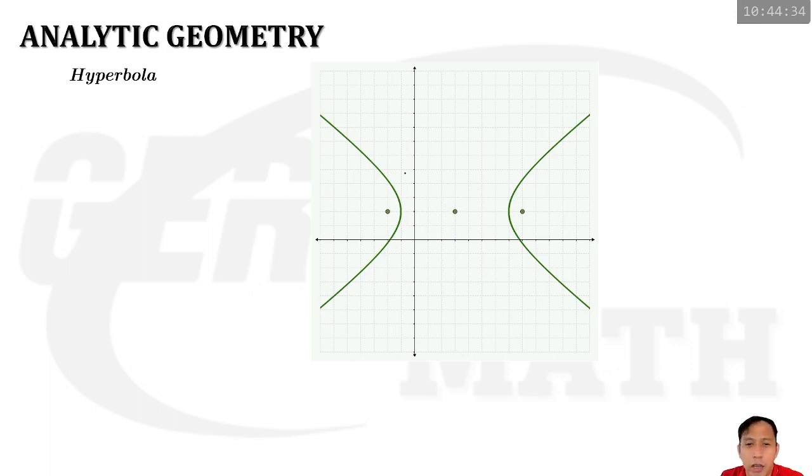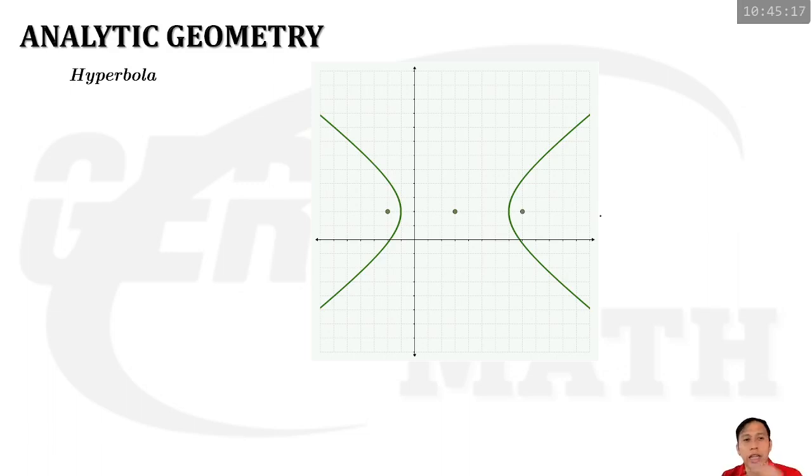Okay, so again, ulitin natin. The hyperbola is the form we get if we cut the cone with a vertical plane. And by definition, in terms of a locus, it's a locus of a point that moves such that the difference of distances of the point to two fixed points is constant. So D2 minus D1 is constant at any point.